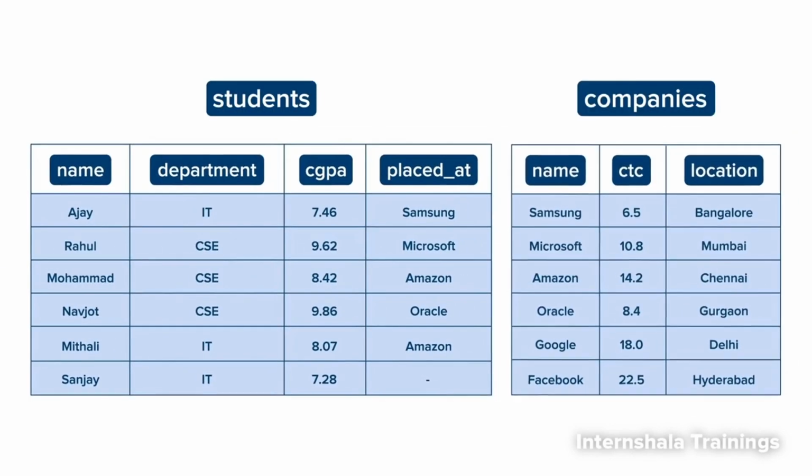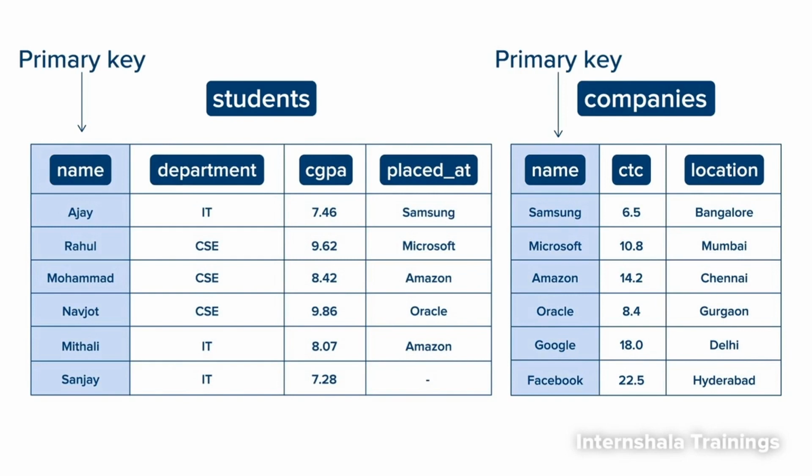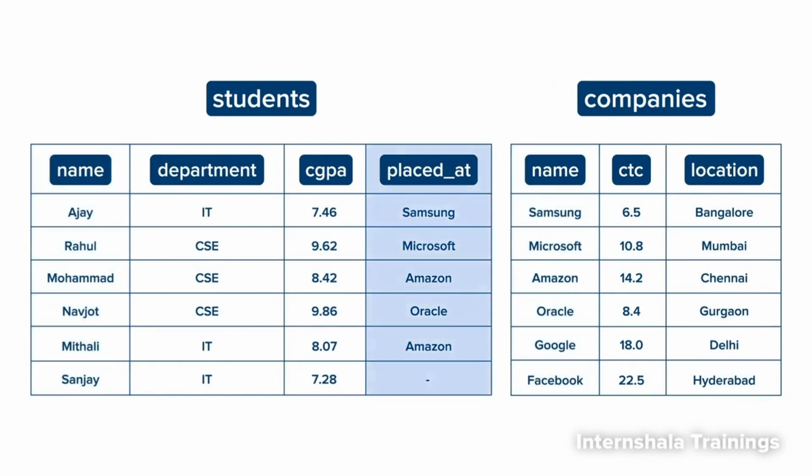Let's simplify this definition using the tables we have created. Here, the name attributes in both the tables can act as the primary keys, with the assumption that the names in these attributes are unique. And the placeStat attribute in the students table can act as a foreign key to the name attribute of the companies table. This is because the values in both these tables are the same. Also, the placeStat attribute cannot contain any value that is not present in the name attribute of the companies table.